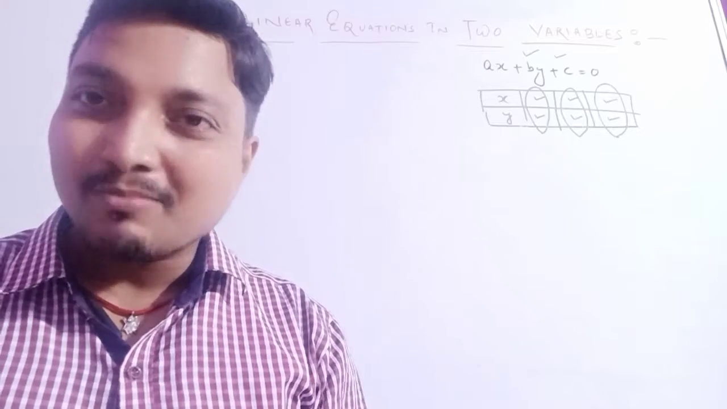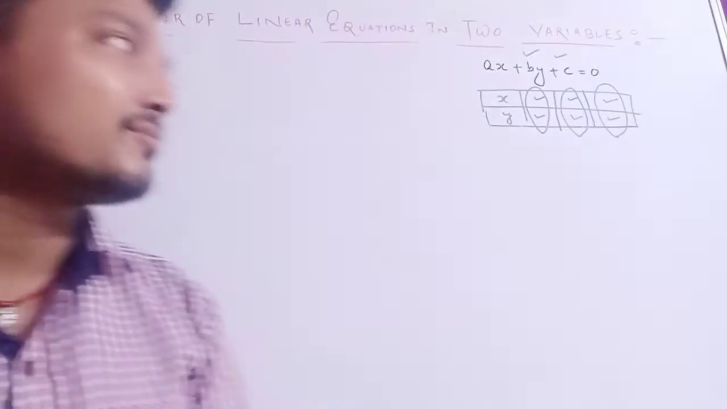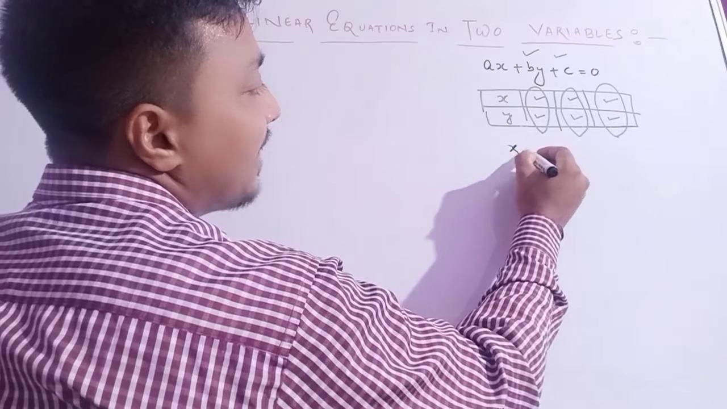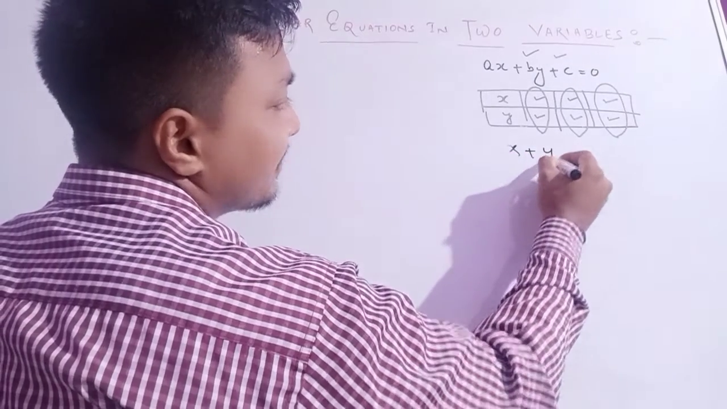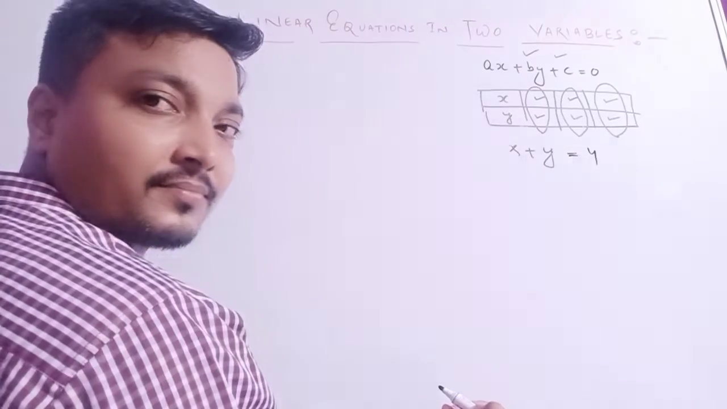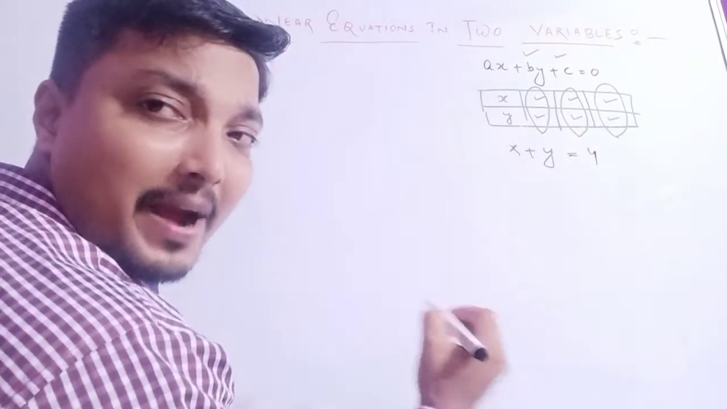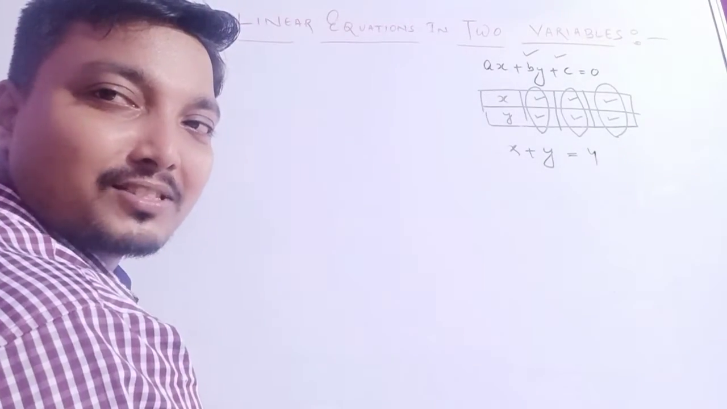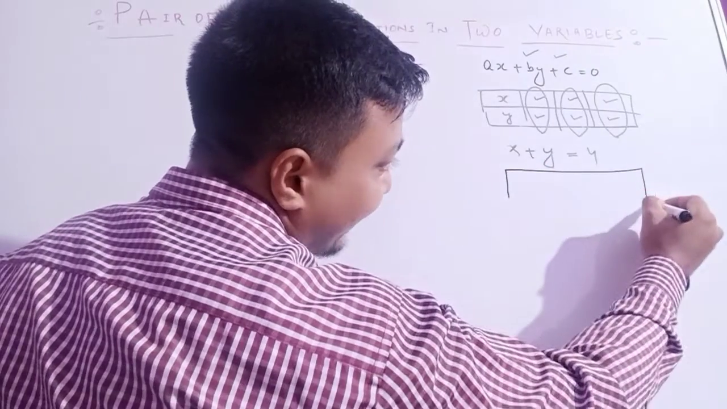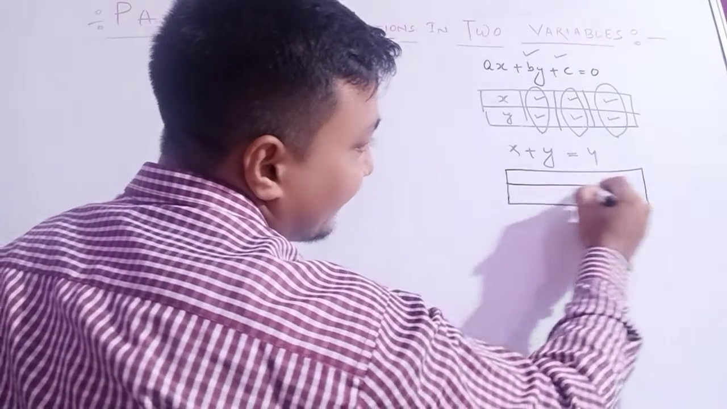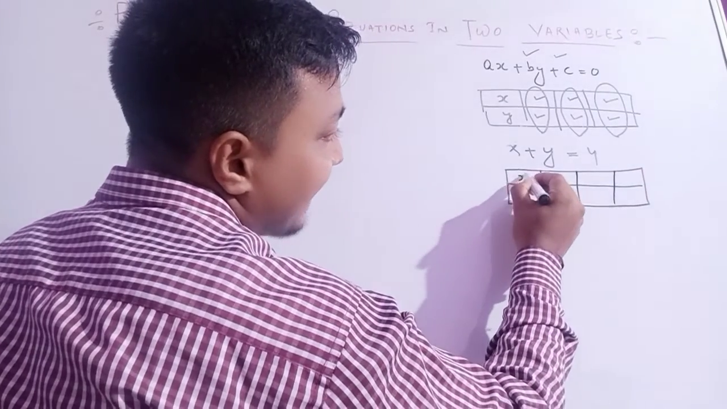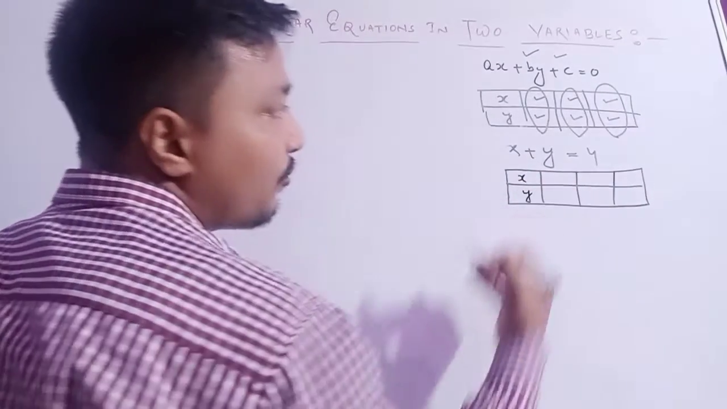Suppose I am showing you one example: one linear equation, x plus y is equal to 4. How to find the solution of this linear equation in two variables? Always you have to make one table, and in the table the upper row is meant for x and the lower row is meant for y.